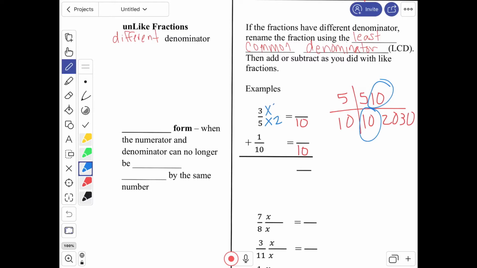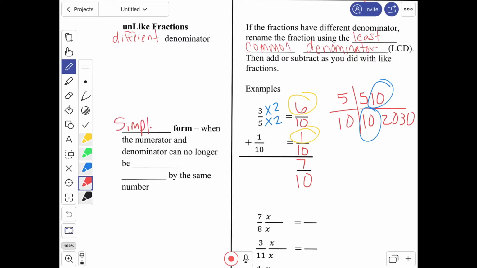To change the 5 to a 10, we multiply by 2. If I do the same thing on top, I get a 6. The bottom fraction already has a 10 as the denominator, so we just scoot it over. And then just like yesterday, we add the two numerators. So 6 plus 1 makes 7, and the denominator stays the same.